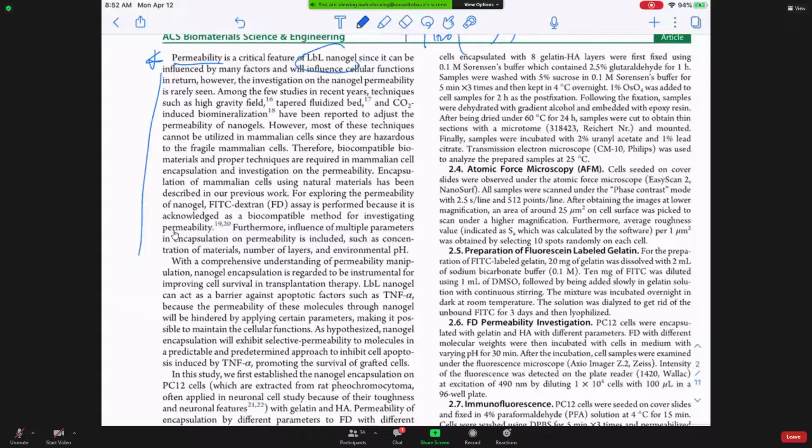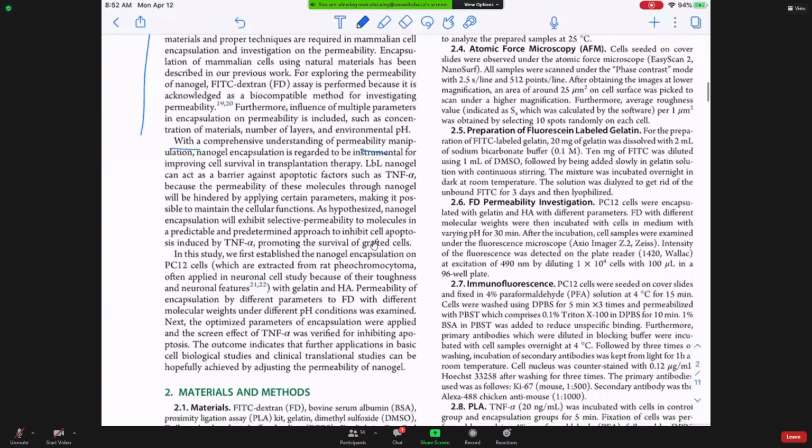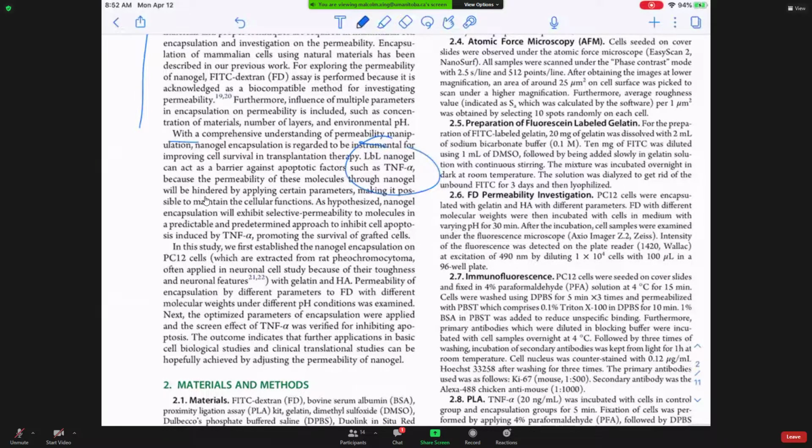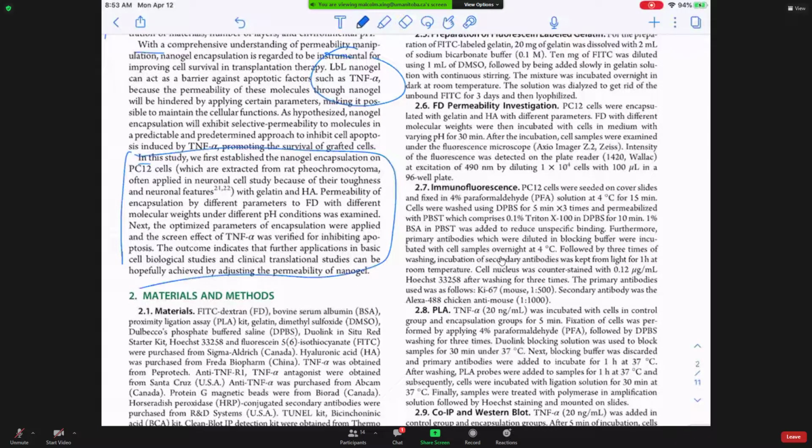That is what they mention to make a statement, to claim why permeability is so important. With a comprehensive understanding of permeability, they note that permeability has a huge impact on TNF alpha. So we want to use LBL to protect cells from apoptosis. In this study, after the introduction, you make a short statement of what we will do.